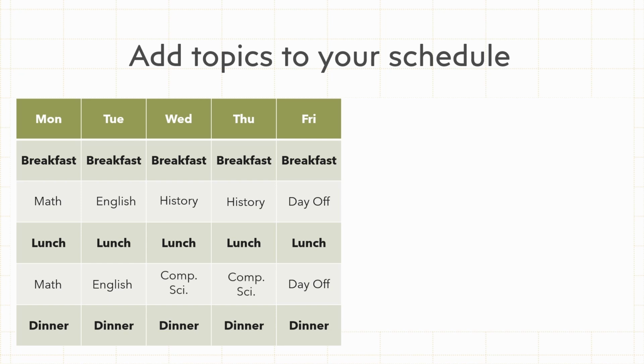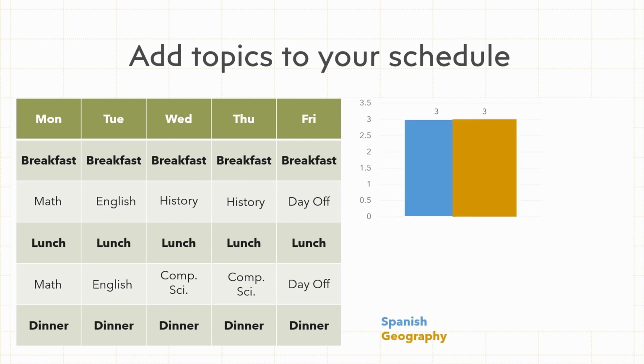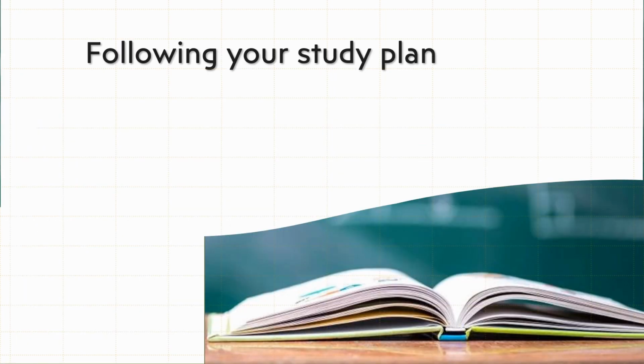For example, if you really struggle with Spanish, but you're acing geography, then don't put equal weight on these 2 subjects. Instead, give Spanish more time, because chances are it will take you longer to do the same amount of work. Section 5 is actually studying.